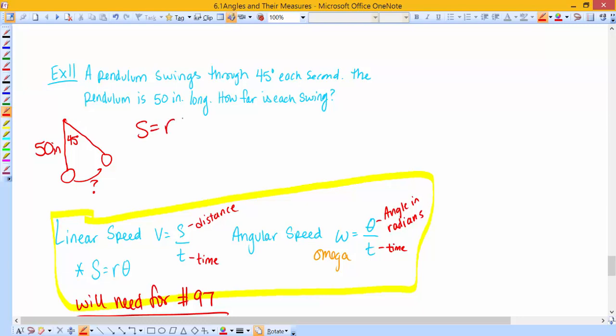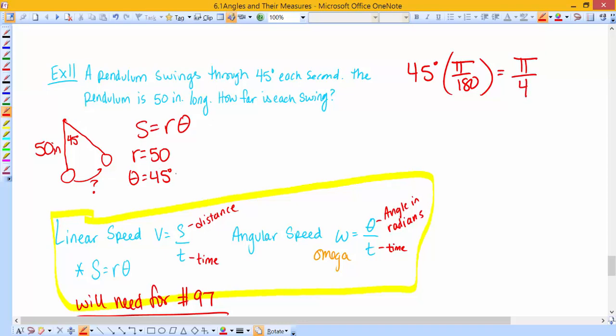That's arc length. Well, my radius is 50. My theta is 45 degrees. But hold on. Theta has to be in radians. So 45 degrees needs to be converted into radians. So I have to multiply by pi over 180. And I want to leave this as a fraction. So 45 goes into 180 4 times. So this is pi over 4.